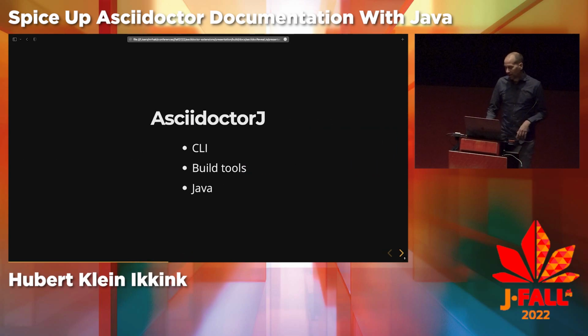Asciidoctor J is actually a port of Asciidoctor to the JVM. And what they did is they included JRuby. And JRuby is the Ruby implementation on the JVM. And in that way, they allowed us to write Java code. Under the hood, it uses JRuby for running all the Asciidoctor things we need, but we don't need to be bothered with it. We just include an Asciidoctor J dependency in our project, and we're ready to go.